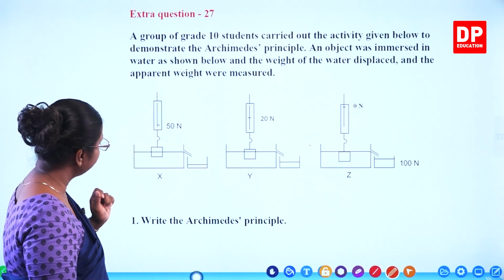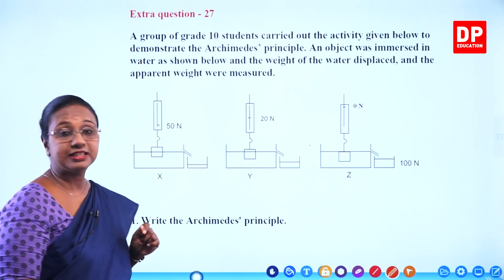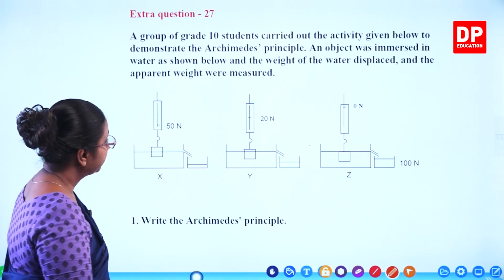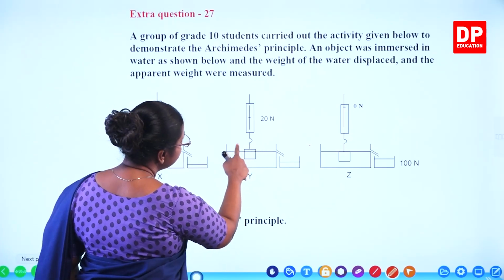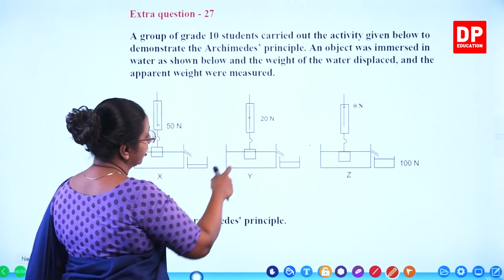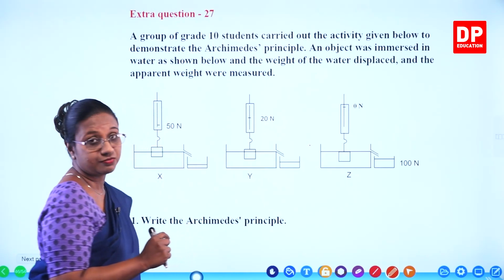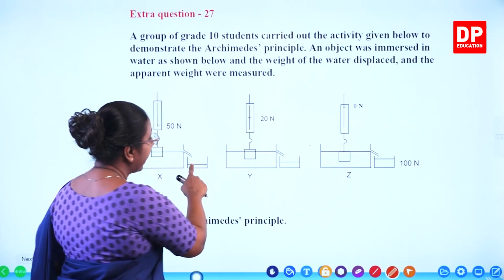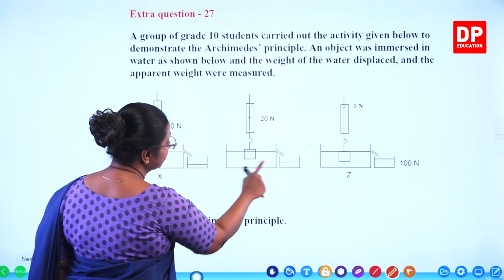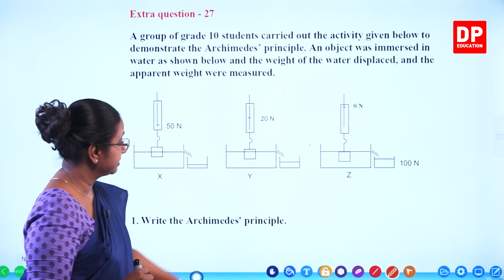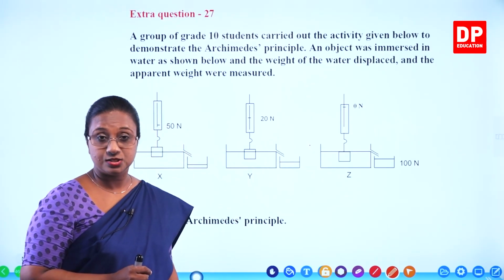Then the reading is 50 Newton. There is water collected in the beaker. Then in instance Y, you can see it's further immersed into water. So the reading has decreased further to 20 Newton, and you can also see the two levels of water that have been displaced. Here there is more water displaced.